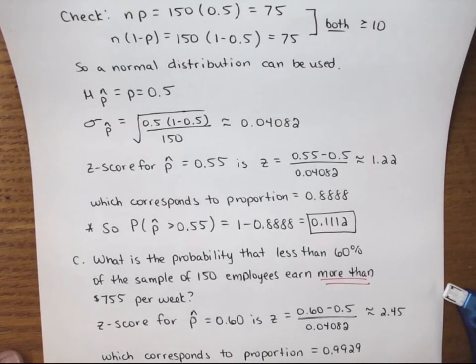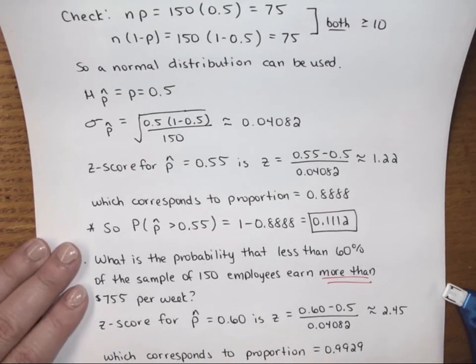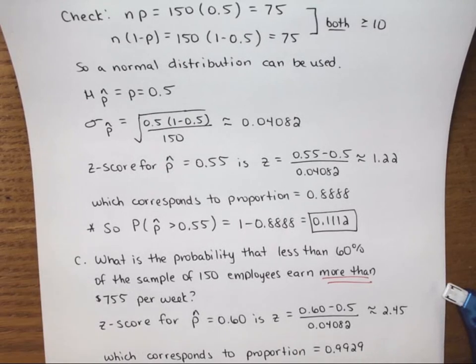So if I want the probability that the p hats are more than 0.6, then I would need to do 1 minus 0.9929, which is pretty unlikely. So 0.0071.